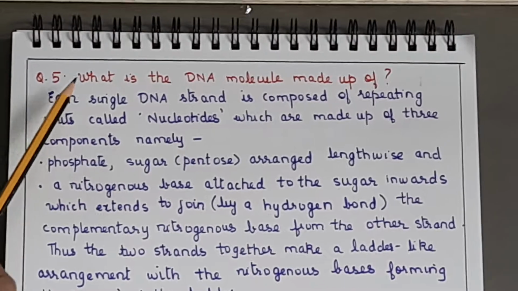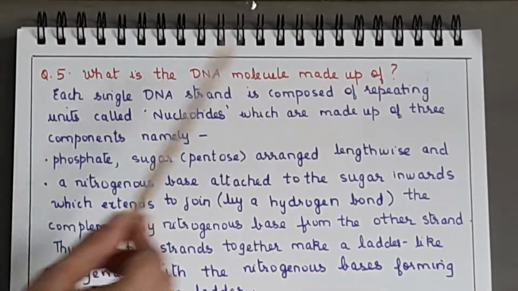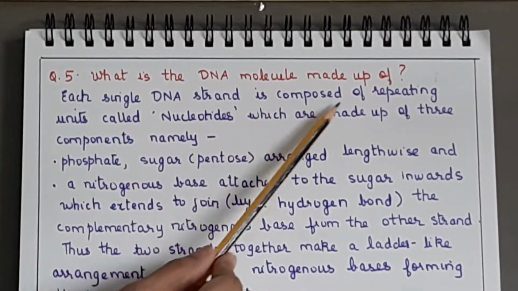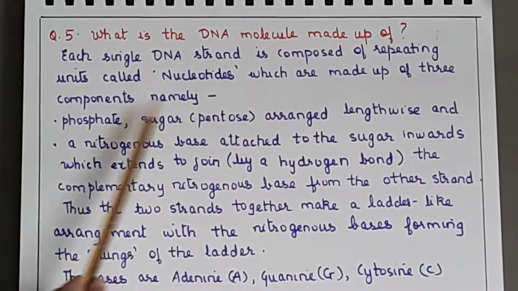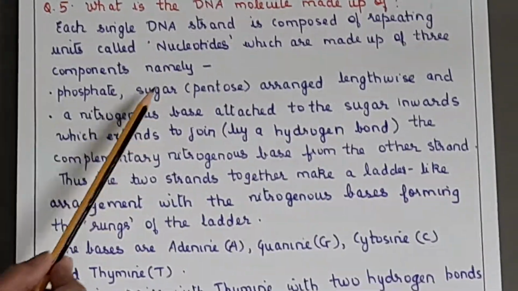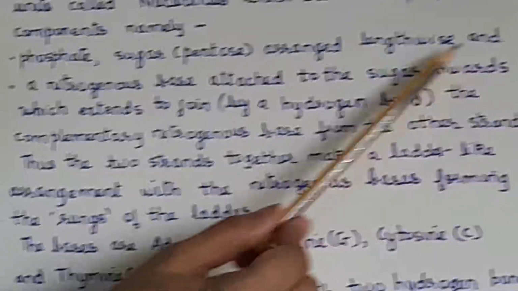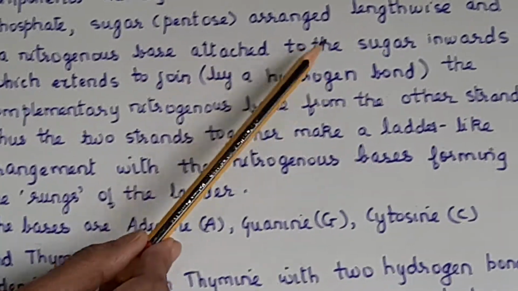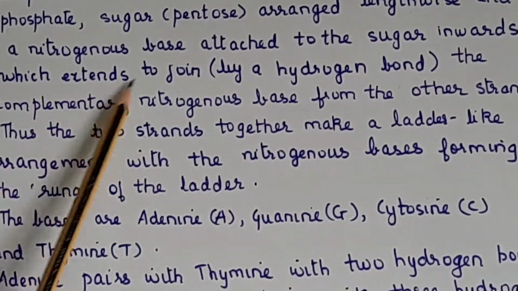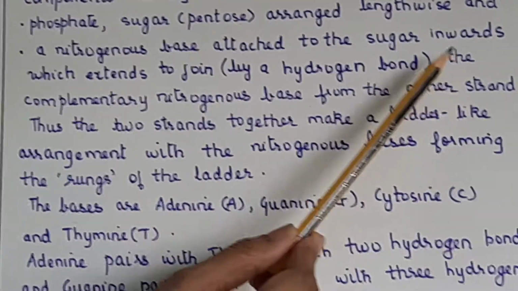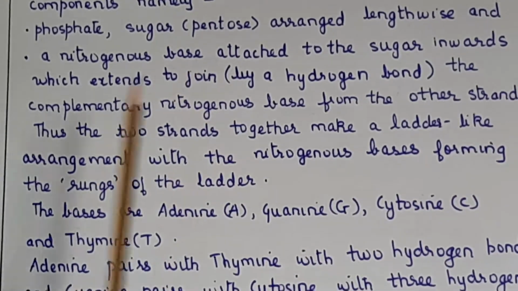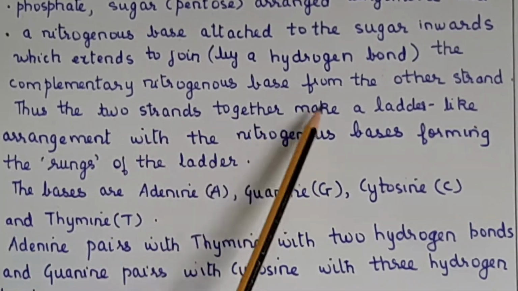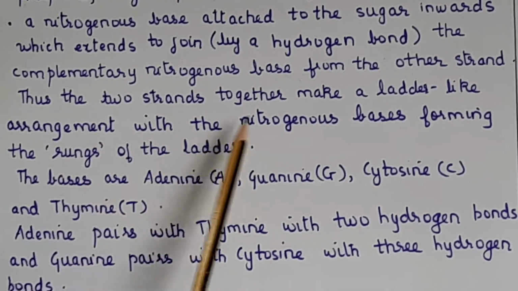Next question: what is the DNA molecule made up of? Each single DNA strand is composed of repeating units called nucleotides, very important, which are made up of 3 components, namely phosphate and pentose sugar arranged lengthwise, and a nitrogenous base attached to the sugar, which extends to join by a hydrogen bond the complementary nitrogenous base from the other strand. Just now I explained all this. Thus the 2 strands together make a ladder-like arrangement.